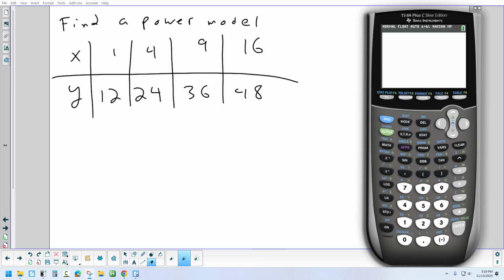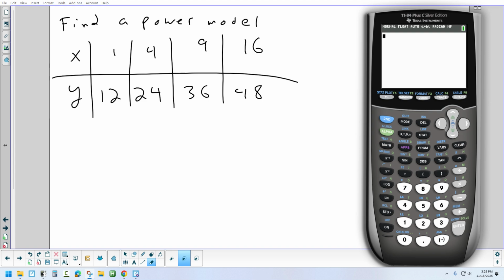All right, so for the next one, we're going to be given a table of data. You don't have to figure out if a power model is appropriate. I just want you to find a power model no matter what. Okay, so find the power model. So we have a table of data. What's the first thing that we have to do with that data, if we're going to find a power model?